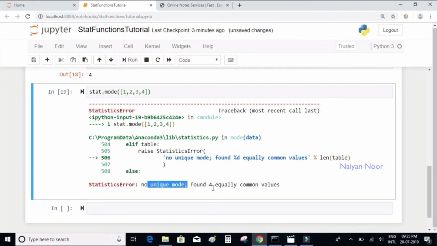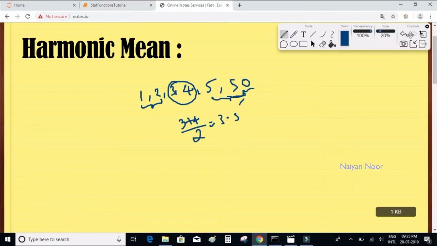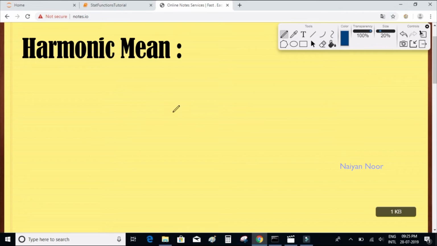So next we have something called harmonic mean. We'll try to understand how to calculate this harmonic mean first, and then use the built-in function in the statistics module. So let's understand what harmonic mean is.